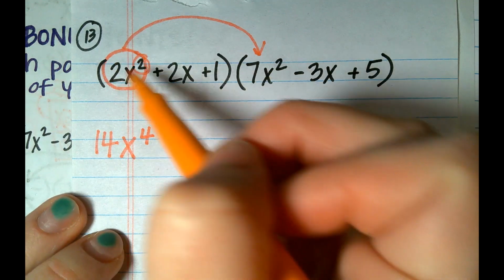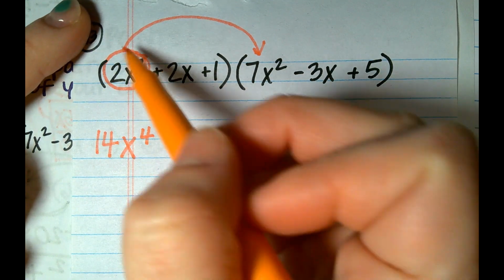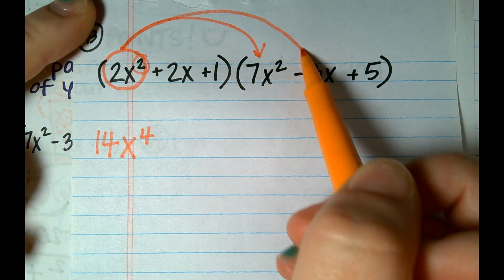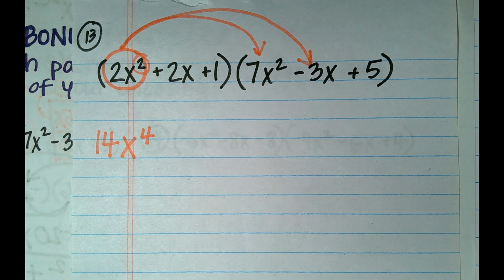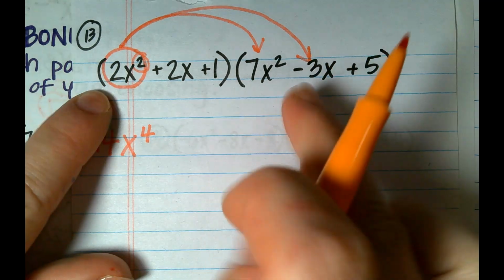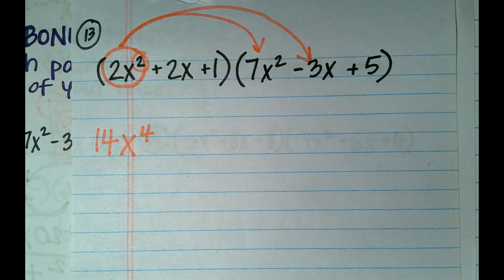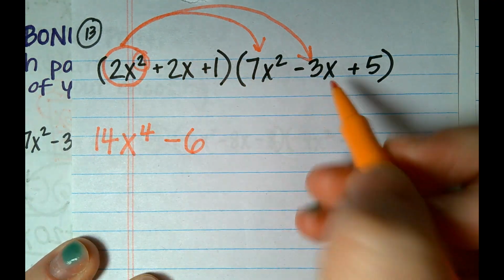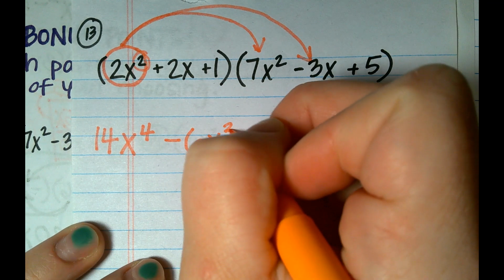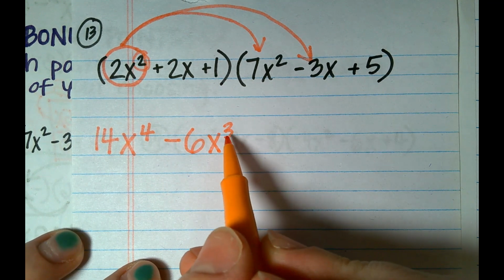So now I need to take this 2x squared, and we're still using our distribution here. I want to take it times negative 3x. So numbers first. 2 times negative 3, what is that? Negative 6, x to the 3rd power. How do we know this is x to the 3rd power?